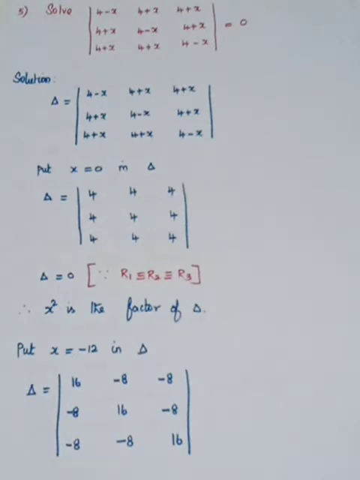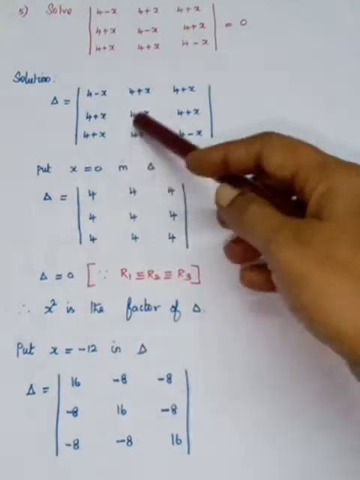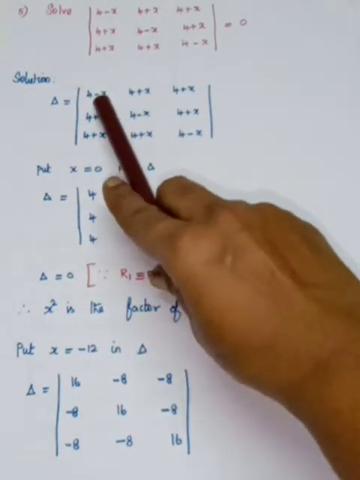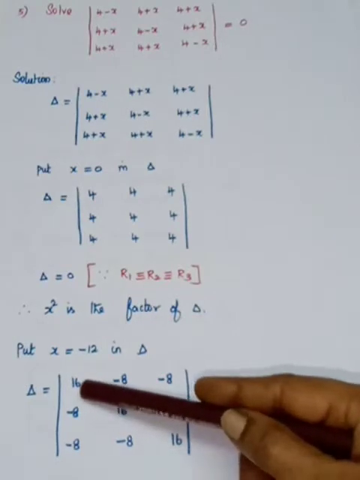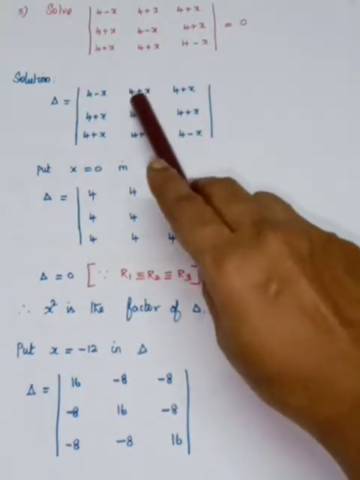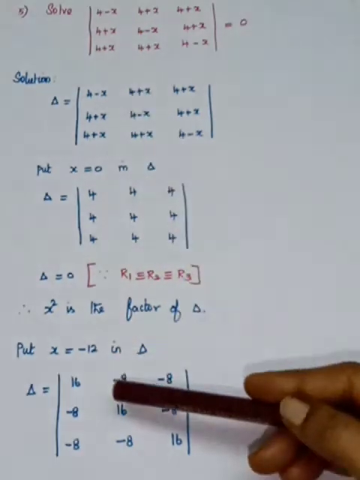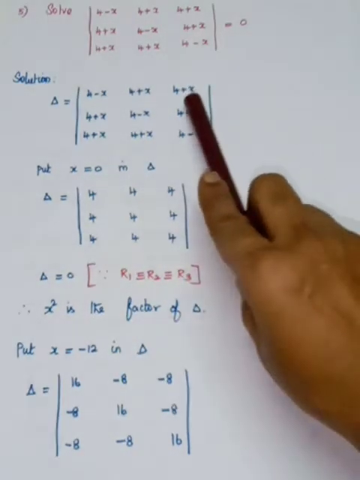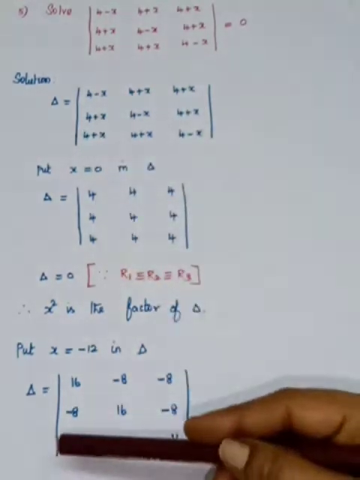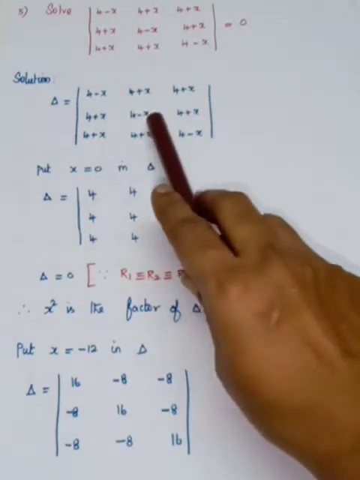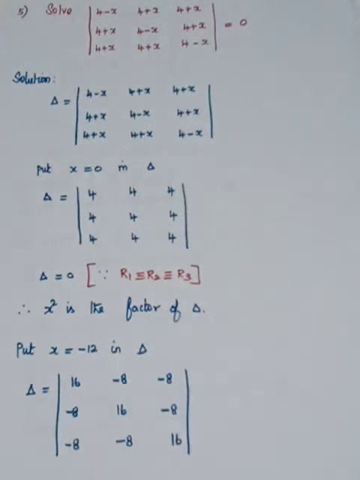Next, if by trial and error method, you have to substitute x is equal to minus 12. So when you substitute x equal to minus 12, minus of minus 12 is plus 12. 4 plus 12 is 16. Here you will have 4 minus 12. 4 minus 12 is minus 8. Here also minus 8. Wherever you are having 4 plus x, you have to substitute minus 8. 4 minus x is 16. In this way, the determinant is formed.